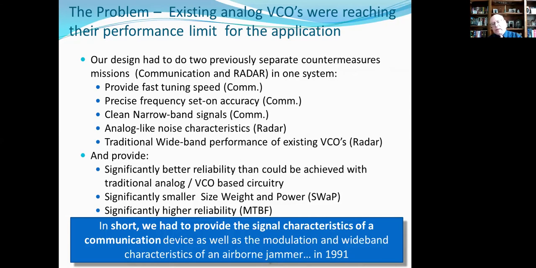And by the way, it also had to have a higher level of reliability than could traditionally be achieved by analog voltage control oscillator circuitry. It had to be smaller in weight and power, and it had to have significantly higher mean time between failures, right? In short, we had to provide the signal characteristic of a communication device as well as the modulation and wideband characteristic of an airborne jammer. Now, this is in 1991.